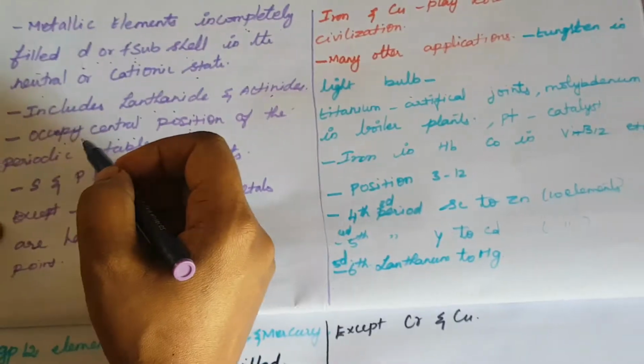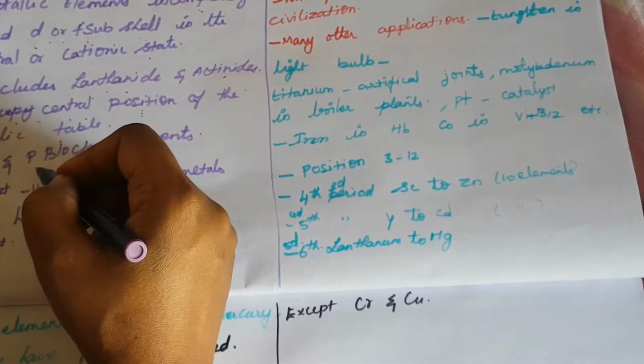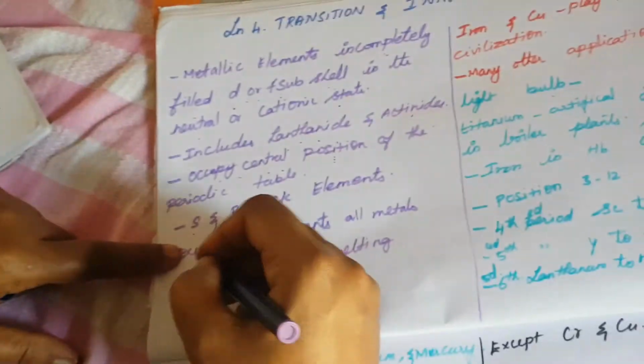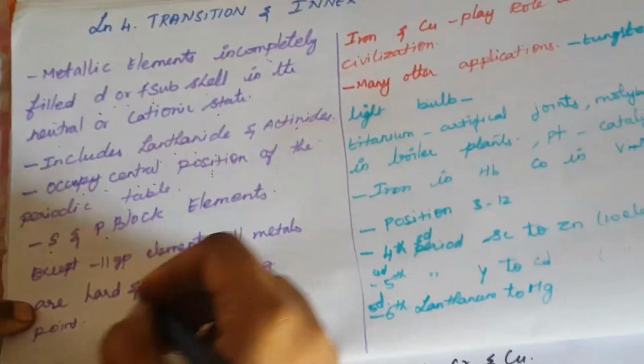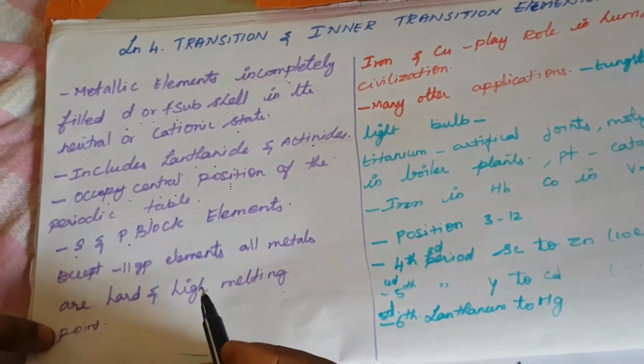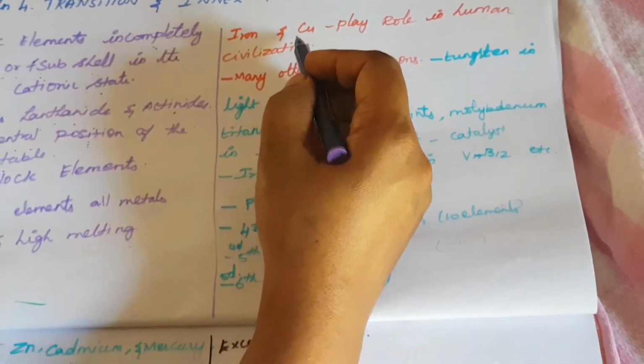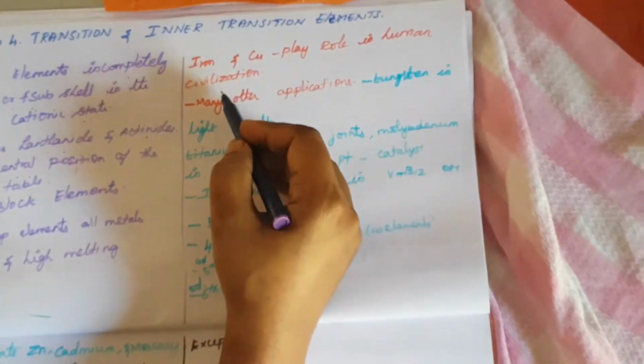So this forms a bridge between the s-block elements and the p-block elements, so it is called a transition element. Except for the 11th group elements, all the metals are hard and have high melting points. Another point: in these d-block elements, iron and copper play a role in human civilization.